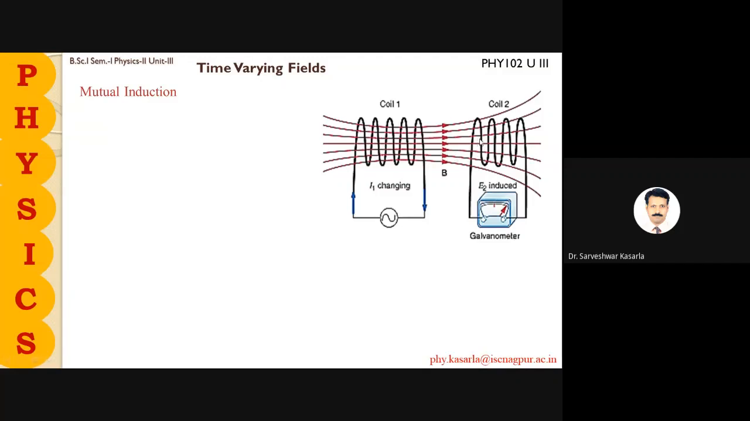So because of this change in flux in coil 1, the EMF is induced in coil 2. Okay? So because here we have applied the EMF source, therefore there is a change in flux. This change in flux linked with coil 2 will induce EMF in coil 2. है ना? पहले के कॉइल के चेंज इन फ्लक्स के वजह से दूसरे कॉइल में EMF इंड्यूस हो रहा है. This is called the self induction.